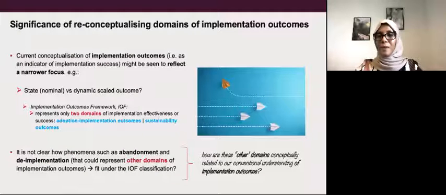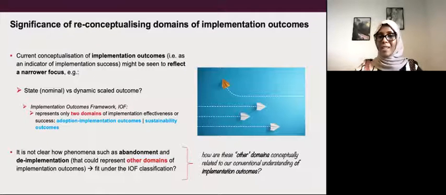So why is it important to consider reconceptualizing domains of implementation outcomes? Well, it could be argued that the current conceptualization of implementation outcomes that are seen as indicators of implementation success might reflect a narrower focus. For example, it represents a state or a nominal rather than representing a dynamic scaled outcome. For instance, constructs provided by the implementation outcome framework represent only two domains of implementation effectiveness or success, which are the adoption and implementation outcomes as one domain and sustainability outcomes as another.